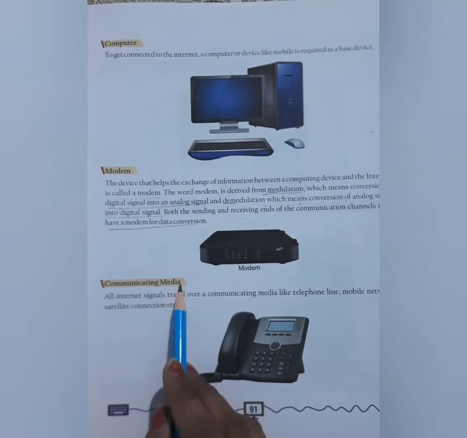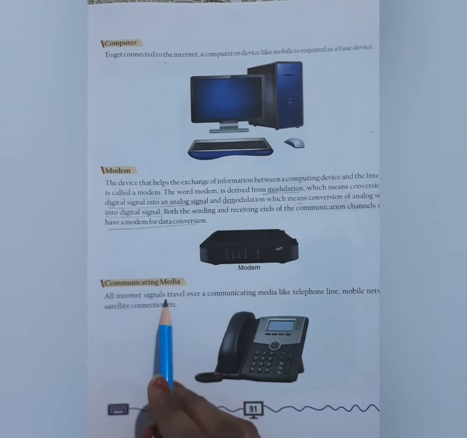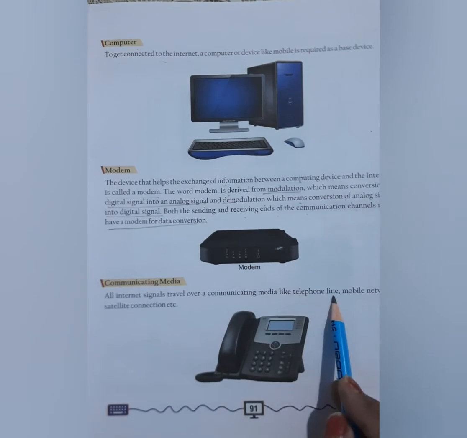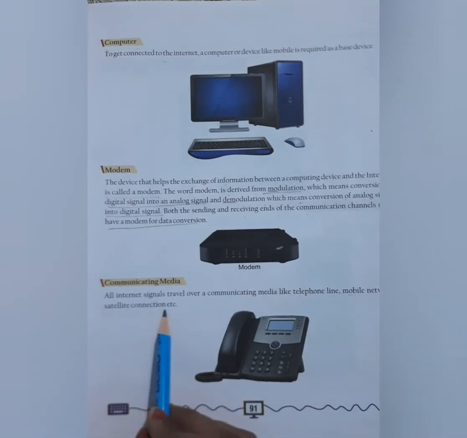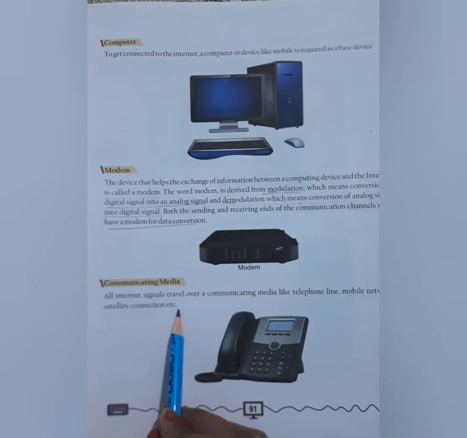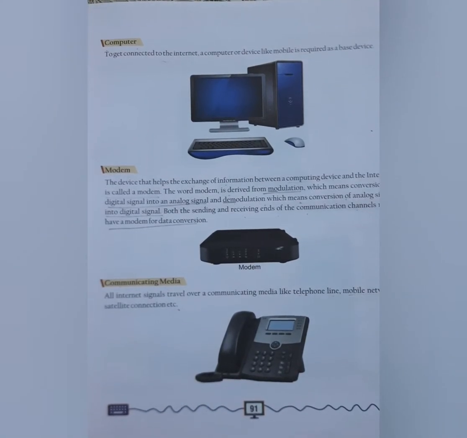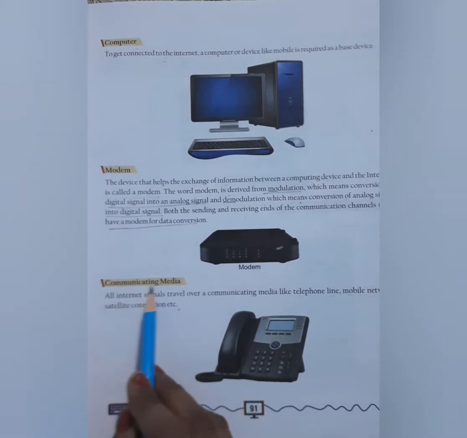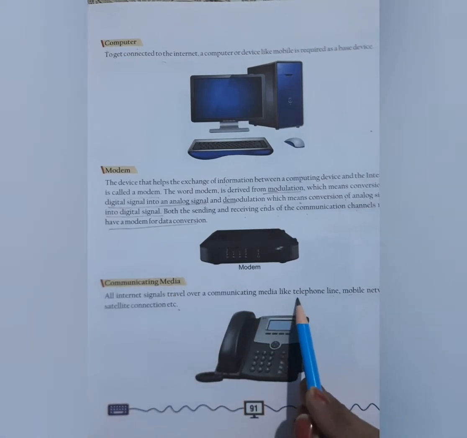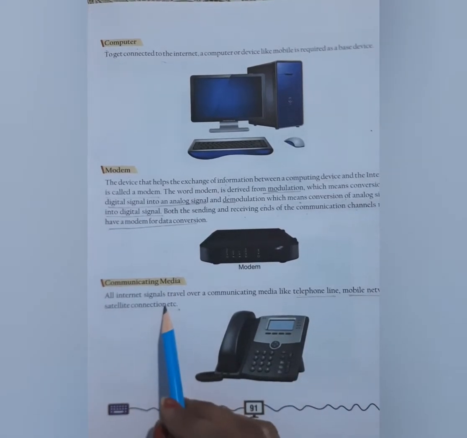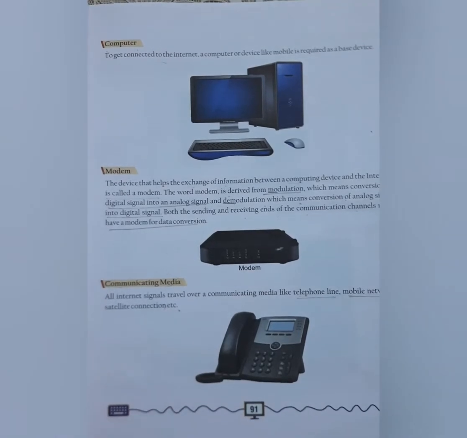Next is communicating media. All internet signals travel over a communicating media like telephone line, mobile networks, satellite connection, etc. So children, as you all know, communications are of different types. It can be verbal, it can be written. So there is the requirement of a medium. That medium is here the communicating media. It can be a telephone line, it can be mobile networks, or it can be any satellite connection.